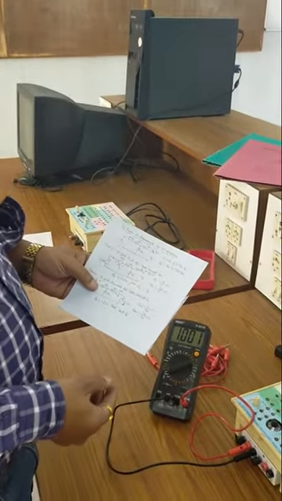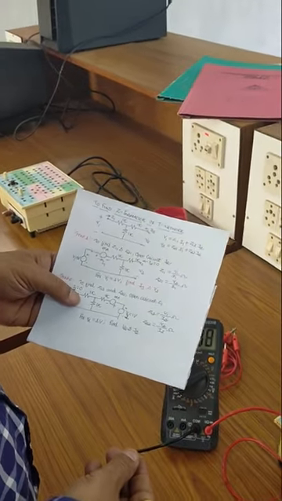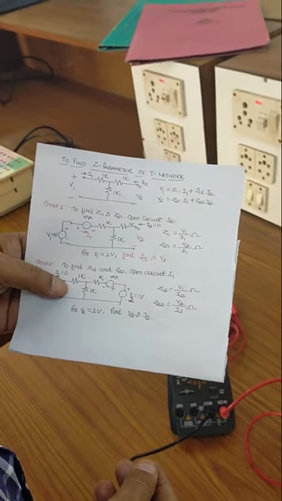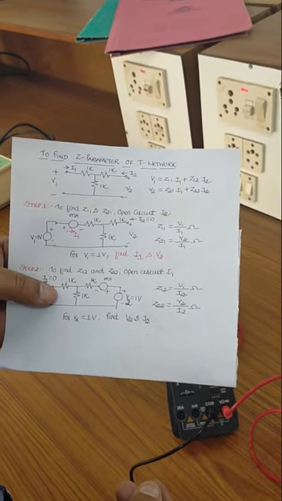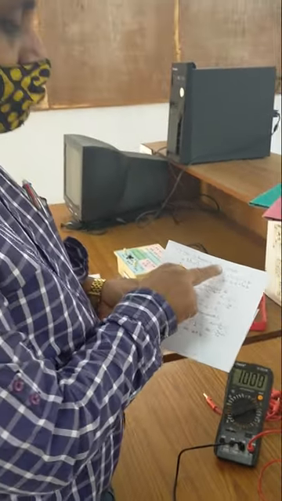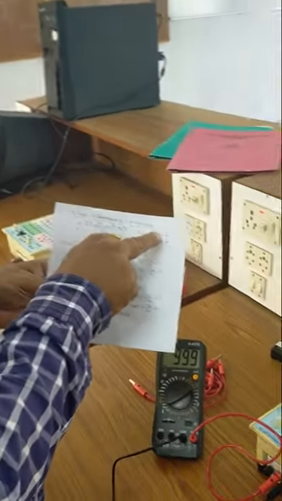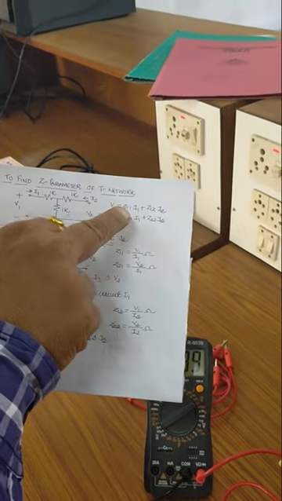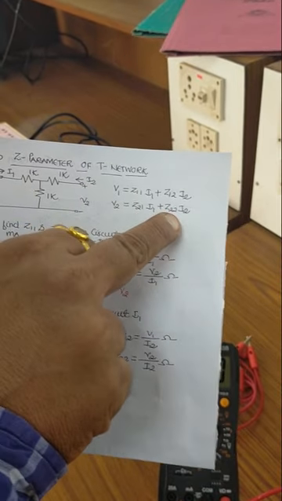We have to find out the Z parameter of a T network. What is the Z parameter? It is the impedance parameter, or open circuit parameter. The equations of the Z parameter are V1 equals Z11 I1 plus Z12 I2, and V2 equals Z21 I1 plus Z22 I2.